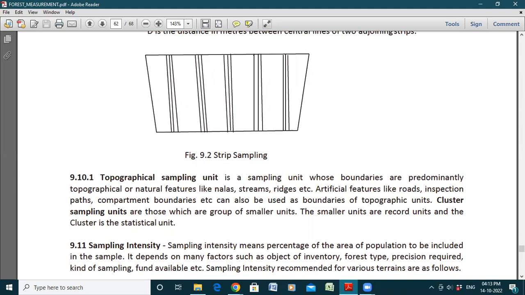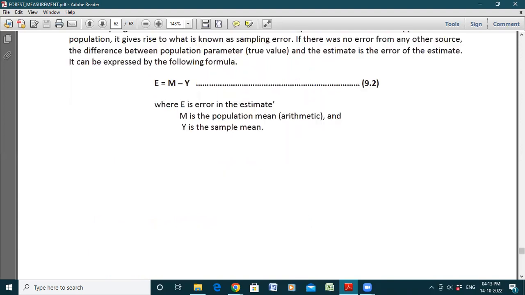Then cluster sampling units are those which are groups of smaller units. The smaller units are record units, and the cluster is the statistical unit. Sampling intensity means the percentage of the area of the population to be included in the sample.